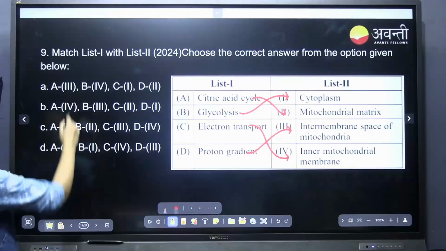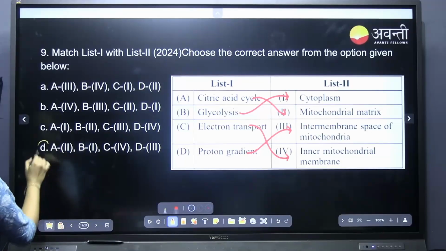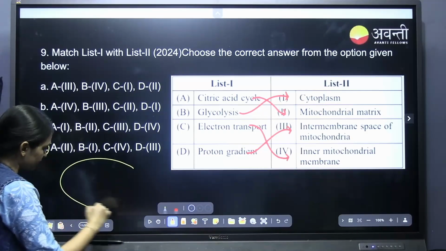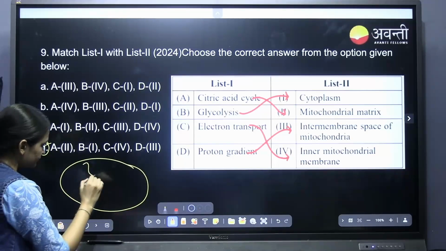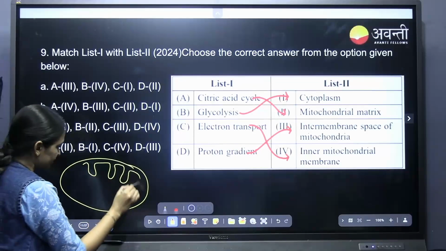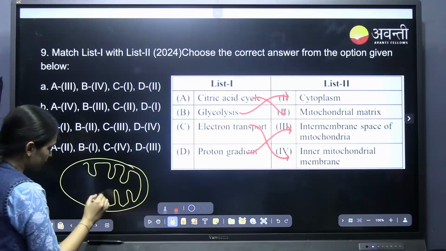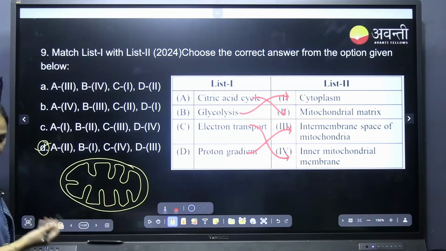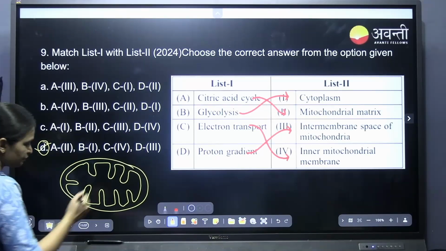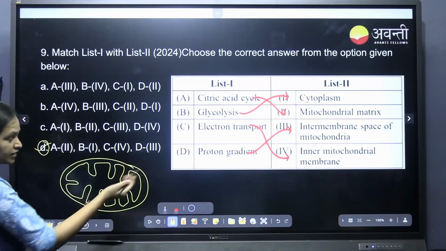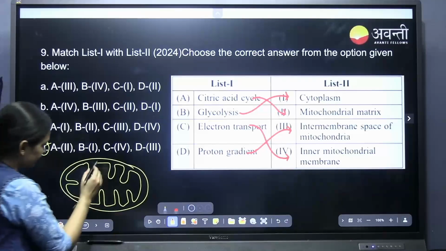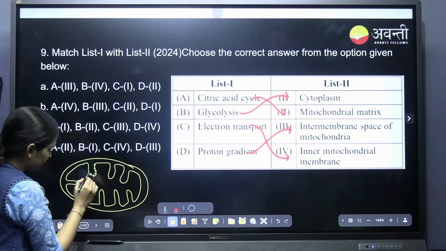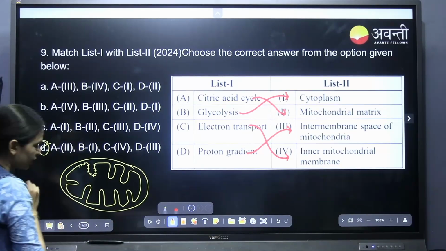A2B1. Okay, the first match we got the answer, that is D4. So here, if this is a mitochondria, and these are the cristae, the inner mitochondrial membrane has folded itself for maximizing the surface area for the electron transport chain and the complexes to accommodate. So this is the inner mitochondrial membrane.